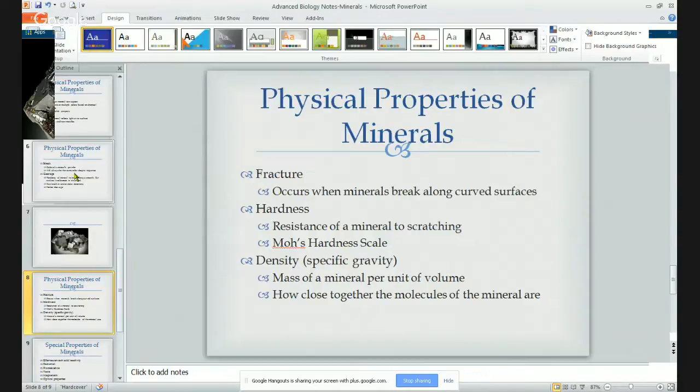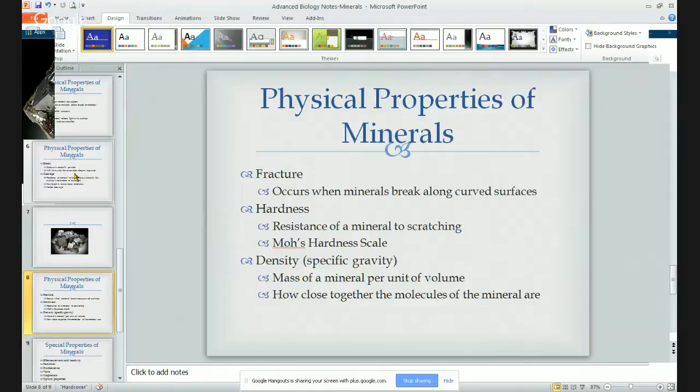The softest mineral that we know of is talc. And then the hardest mineral that we know of is a diamond. So in order for jewelers to cut diamonds, they have to use diamond-tipped blades, because trying to cut it with a normal knife or a saw is just not going to work, because the diamond's too hard. So that's one way.